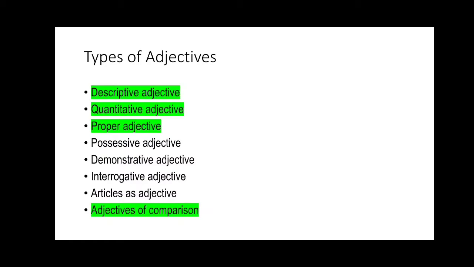Articles as adjective I explained in the article video. Interrogative, demonstrative and possessive I explained along with pronouns. So today we will not repeat them, and today we will look at the highlighted 4 ones, which are descriptive adjective, quantitative adjective, proper adjective and adjectives of comparison. First we will look at proper adjectives.